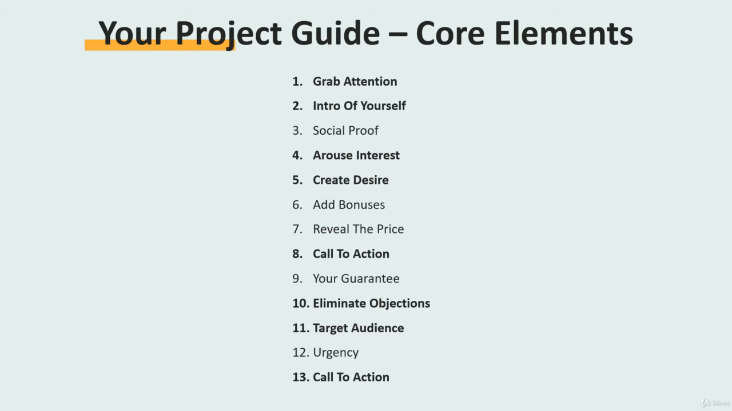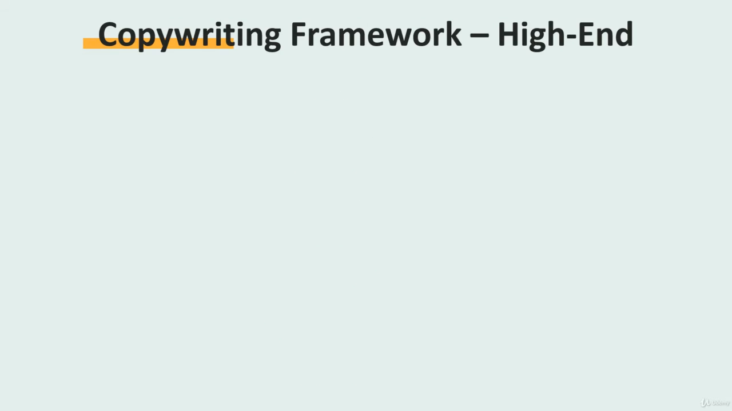The first one can be used for products from $500 to $2,000. It's pretty much the same as the framework in your project guide. A few more elements are added, such as a fast action bonus and an offer recap. Now let's take a look at the elements. High-end copywriting framework.